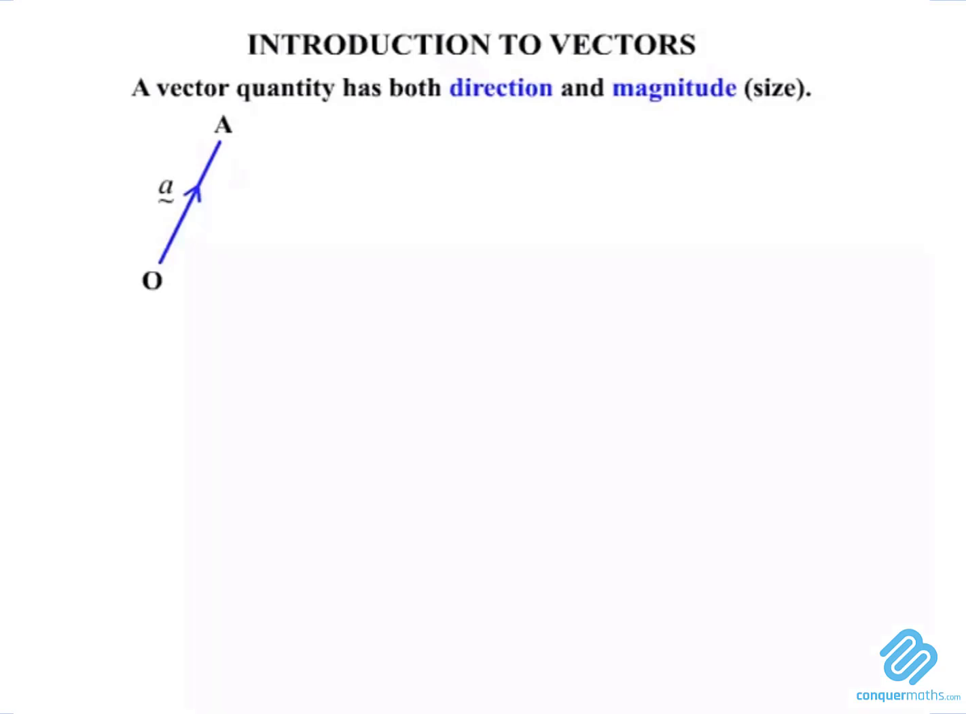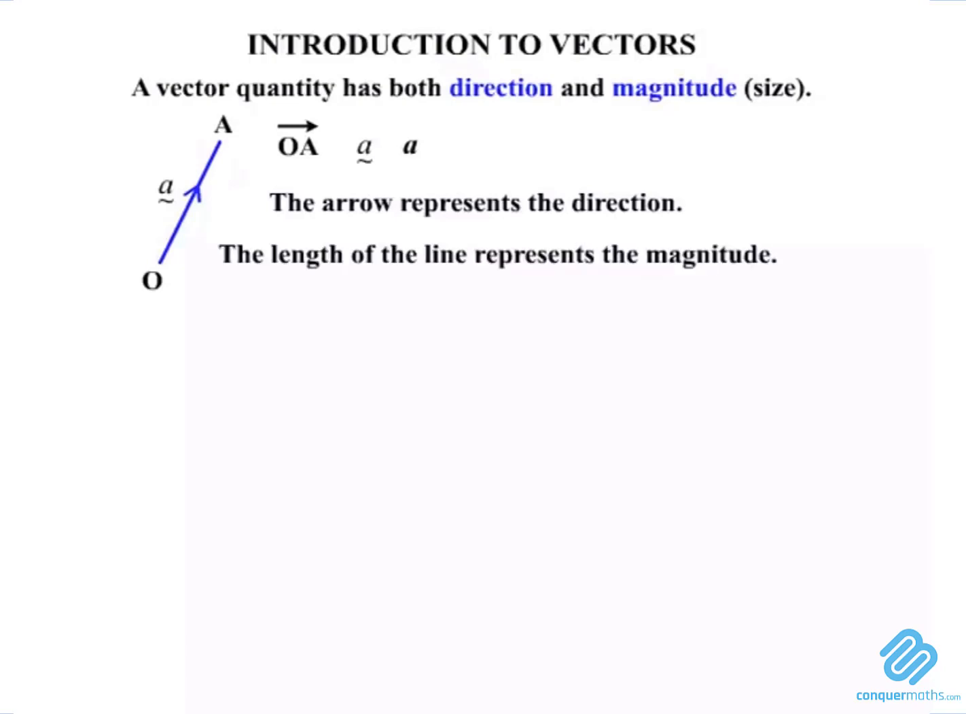Now it can be labelled three different ways. It can be labelled as OA, capital OA with the little arrow on top, or lower case a with a little squiggly line underneath it, or the lower case a again but in bold. So the arrow represents the direction. The length of the line represents the magnitude.